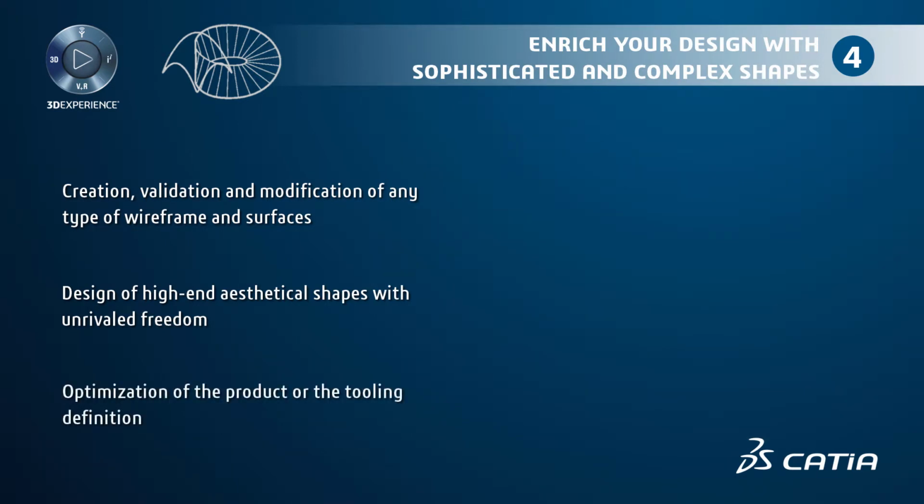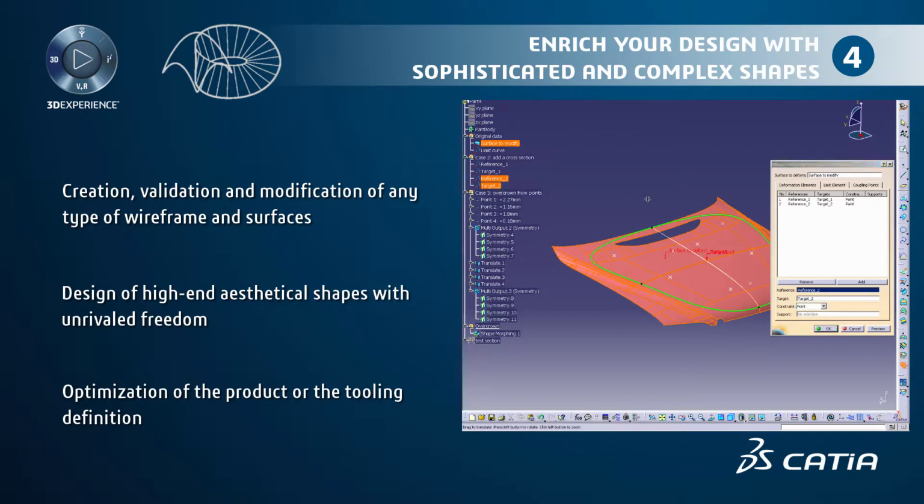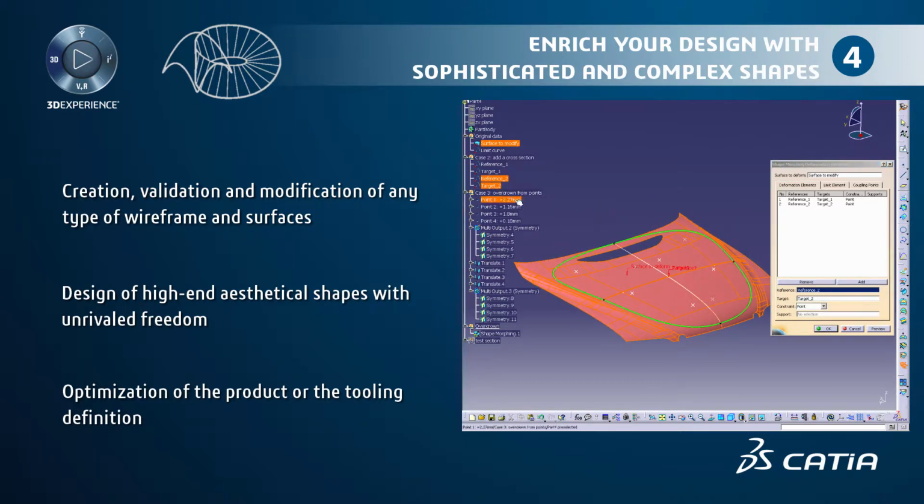How can you optimize the product or the tooling definition? First, thanks to CATIA Generative Shape Optimizer, a powerful technology that offers several options for creating local or global deformations on a surface. In this case, we have created a surface deformation based on the defined initial status and the final one. This status is built with a curves network. Each initial curve is associated to a final one.